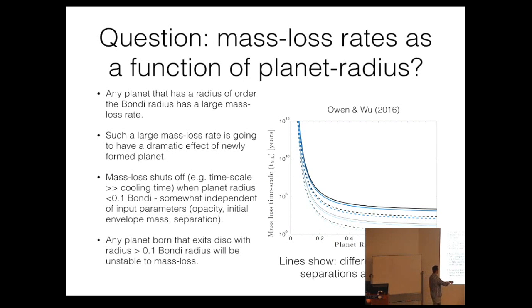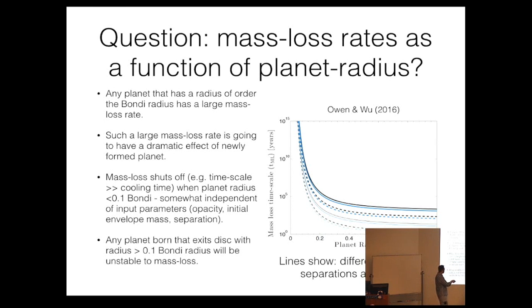So what I've done here is I've plotted the mass loss timescale as a function of the planet radius in terms of this Bondi radius. And what you see is the planet's sort of born out here. When it exits the disk, it has a radius close to the Bondi radius. You can see that the mass loss timescale is very, very short if you're this big for this type of process. And it doesn't really get long, comparable to the cooling time of the planet, which is a few million years, which is this natural evolution timescale.